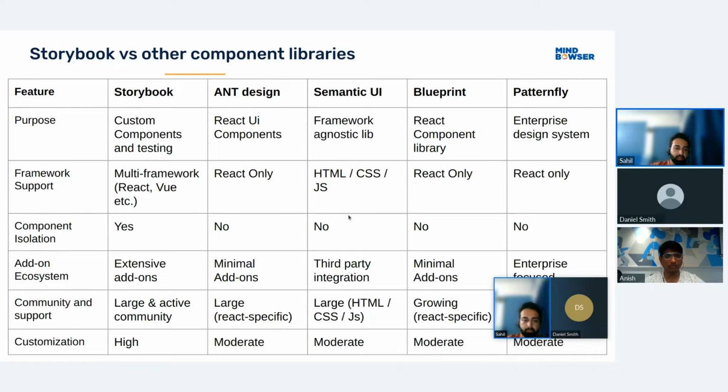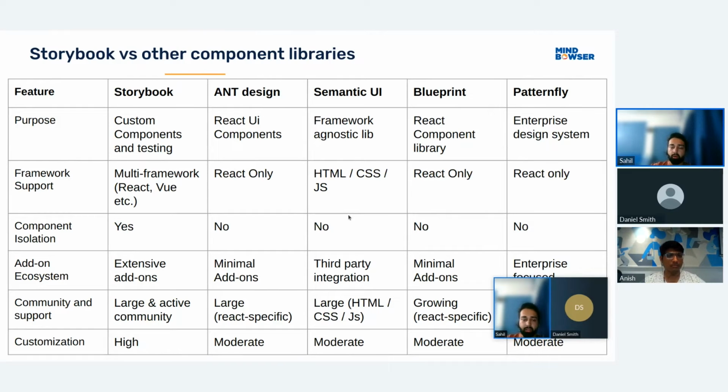The next is add-on ecosystem. In Storybook we have an extensive add-on ecosystem which supports a wide range of tools for accessibility, testing, documentation and more. With Ant Design, we have a limited ecosystem which is primarily focused on the design system and the components that it provides. Semantic UI again has limited third party plugins. Blueprint has some limited add-ons, but the focus is more on the core functionality of the enterprise use case. And again, Patternfly, it's the same.